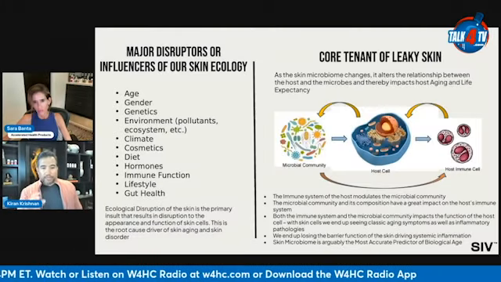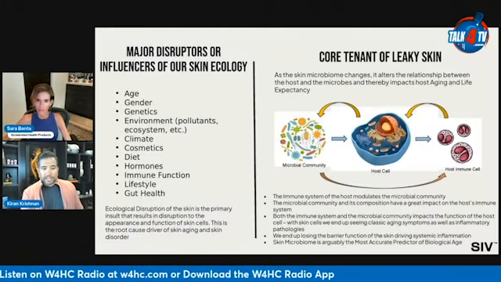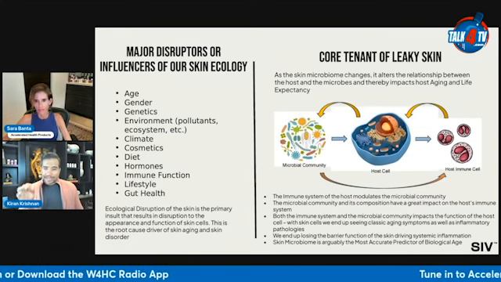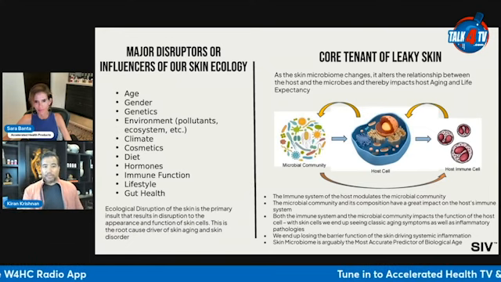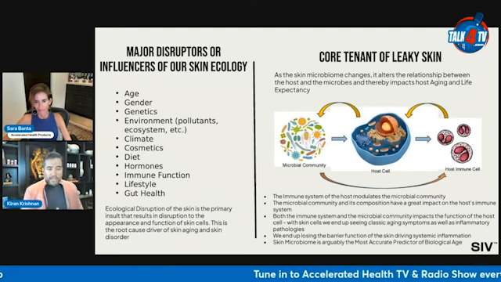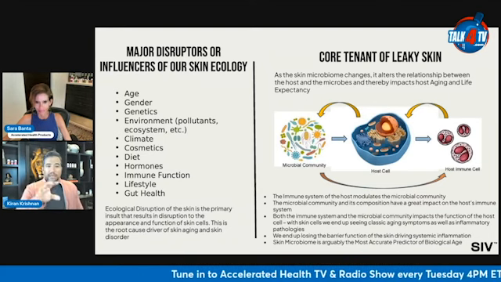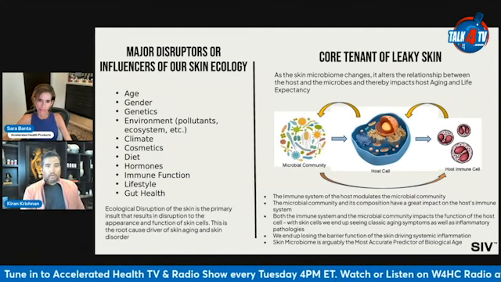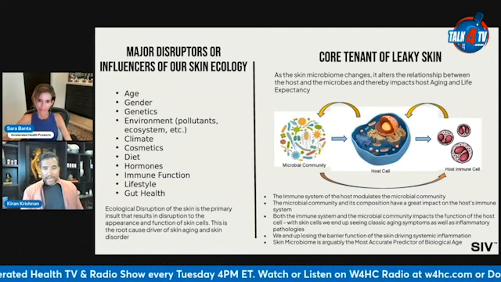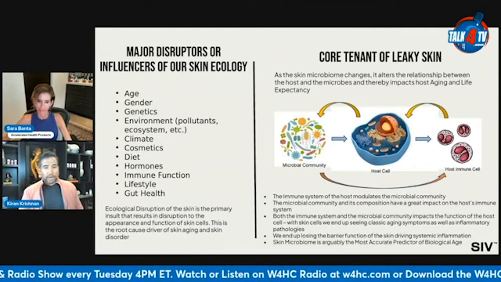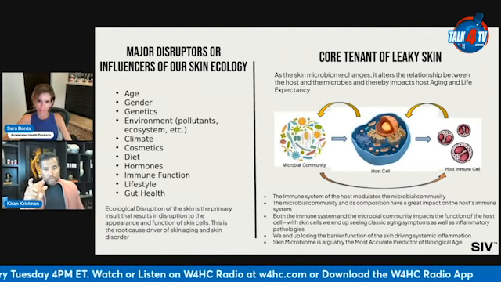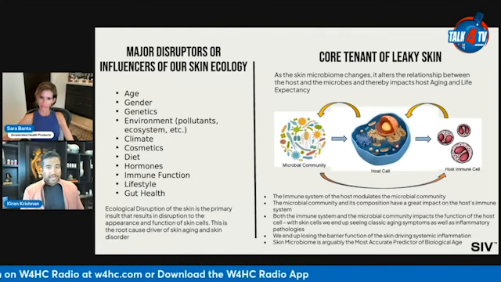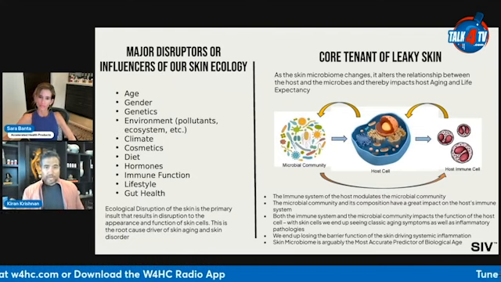Right? So somebody, for example, and this is where this thing becomes on the right-hand side, the core tenet of leaky skin, this is where this whole concept becomes really important. So on the left-hand side, at least my left-hand side, you can see the types of things that disrupt the skin microbiome, right? Age. One of the first things you notice about age as you start measuring the skin microbiome over time is you start to lose diversity on the skin microbiome, which makes your skin less resilient to influences.